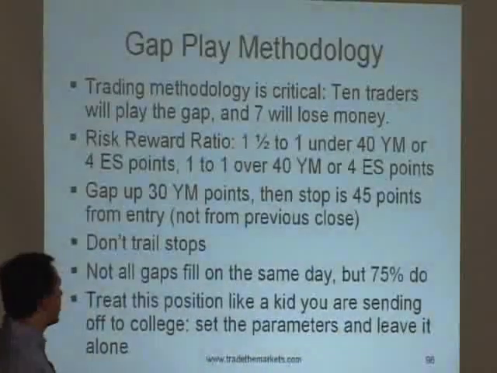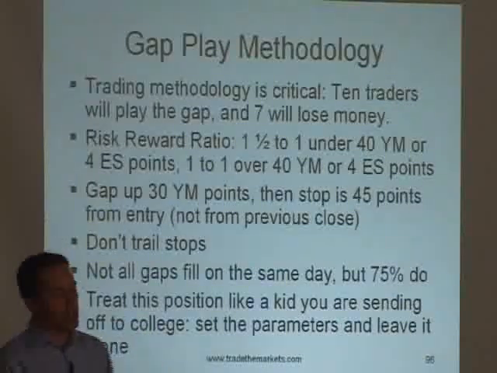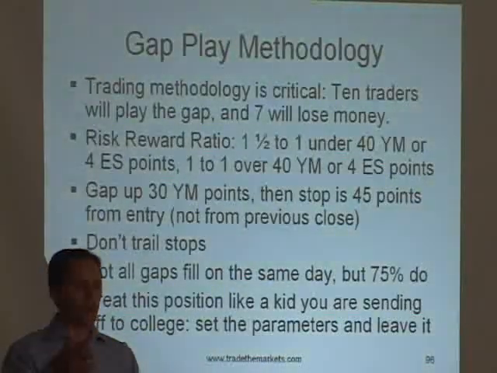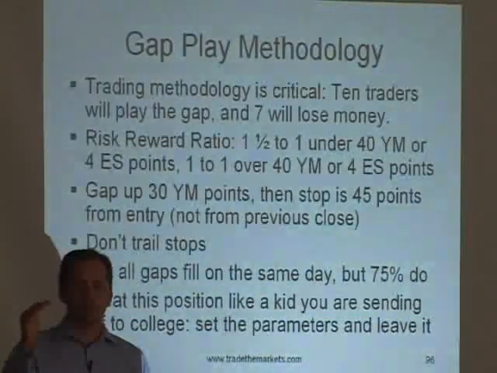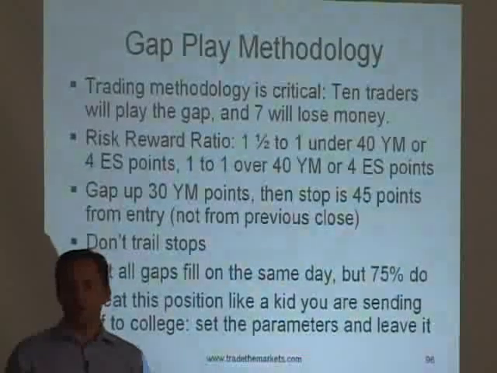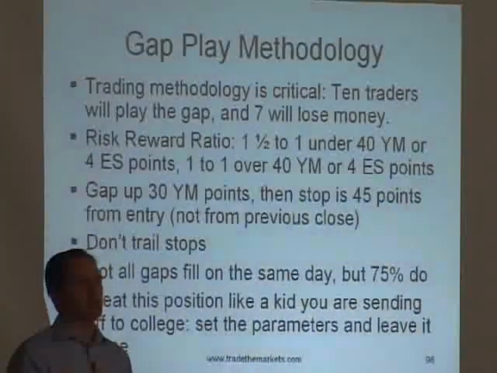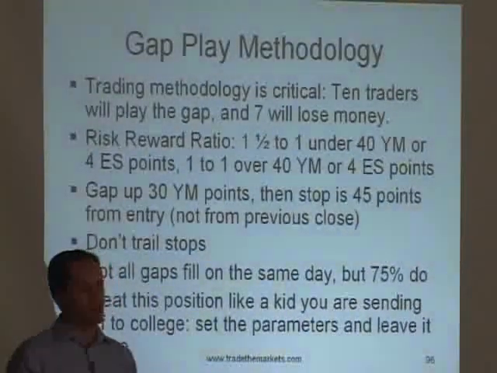The one change that I will make is if it's over 40 points, I'm going to bring my risk-reward down a little bit. I'm going to do 1-to-1. So if we've got a 50-point gap, I'm not going to use a 75-point stop. I'll use a 50-point stop.